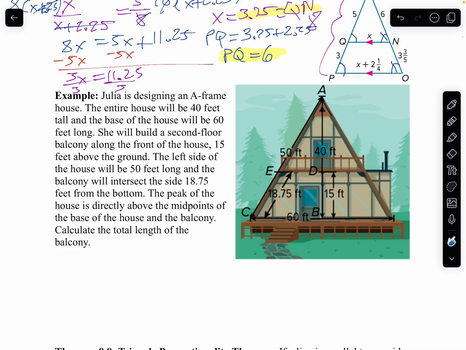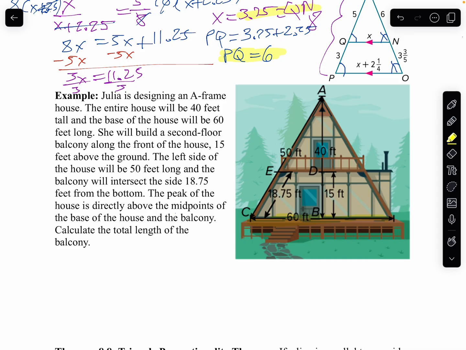It says Julia is designing an A-frame house. The entire house will be 40 feet tall, so we can see that height is 40 feet, and the base of the house is going to be 60 feet. I'm going to highlight that. So 60 feet is right there. It goes all the way across. So I've got my bottom there.